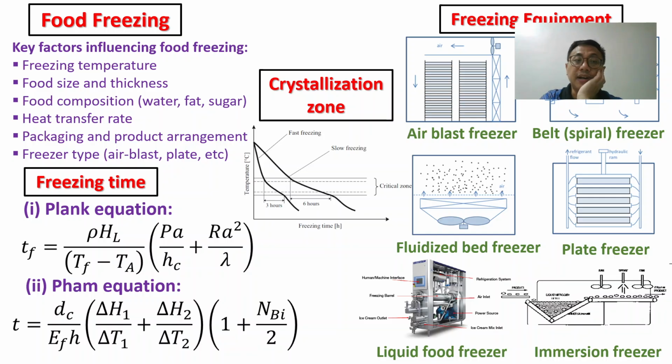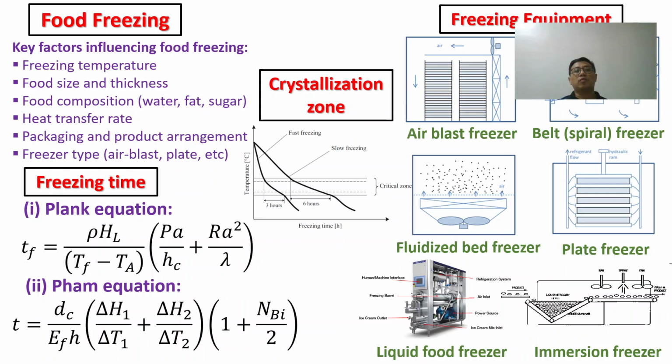And then the heat transfer rate, packaging and product arrangement. Finally, the freezer type, what type of freezer we use? Air blast, plate, and so on. The type of freezer also influences the food freezing process. So these are the key six factors that I summarize here.